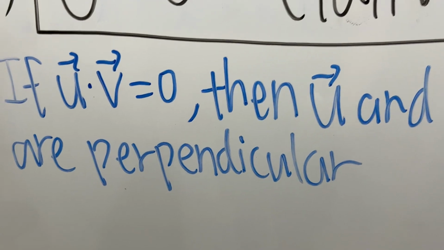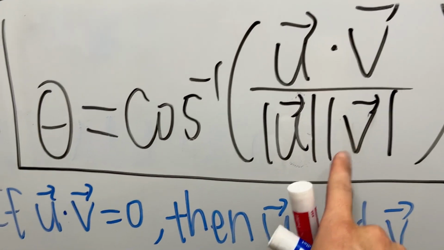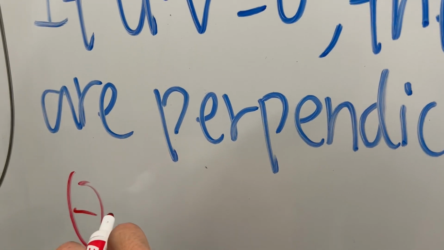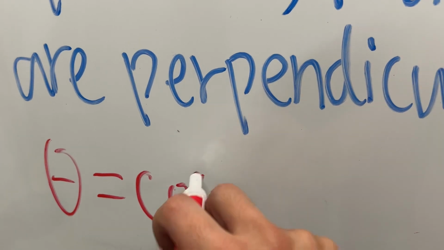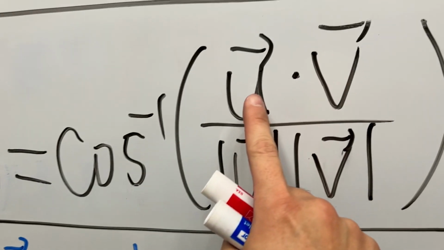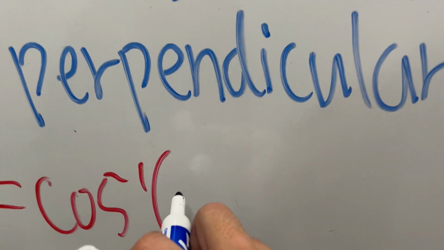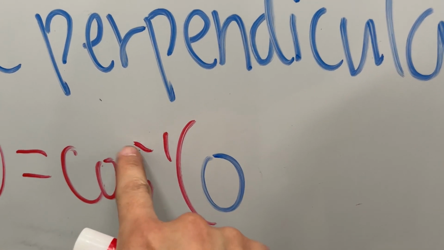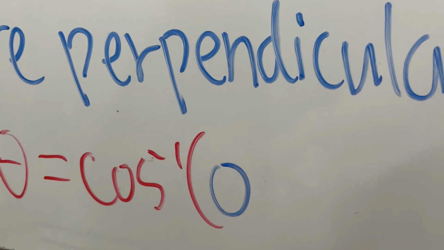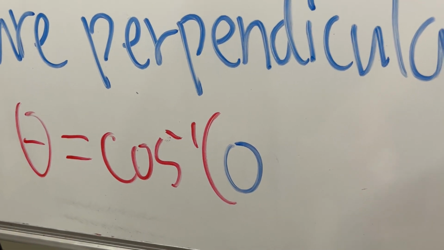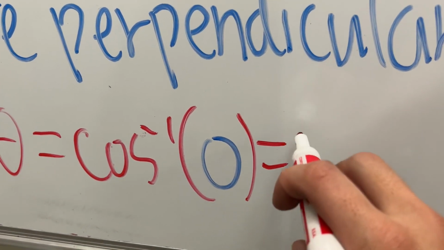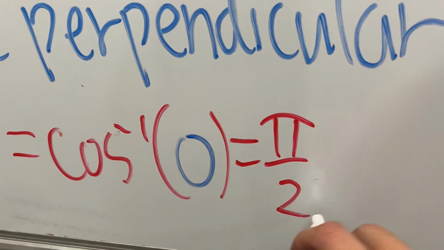And to see why, here we have the formula. We know the angle between them will be inverse cosine of, if u dot v is equal to 0, the whole thing inside is equal to 0. And now, what's inverse cosine of 0? In other words, cosine of what angle will give us 0? The answer for that is 90 degrees, which is pi over 2.